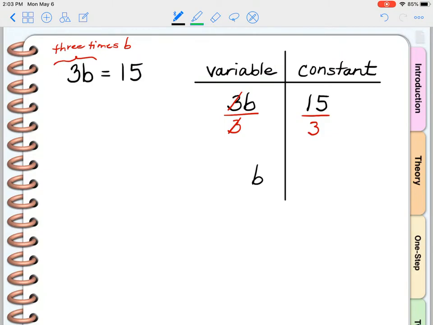So b equals, and in your calculator you're going to say 15 divide 3, and that is 5. So in our story, 1 burrito, $5.